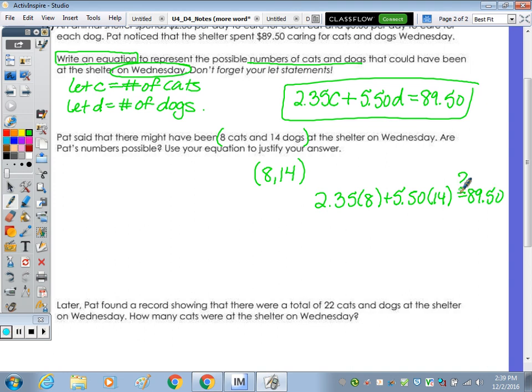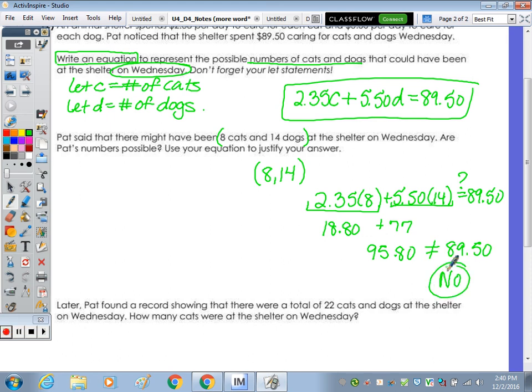So in simplifying the left, $2.35 times 8 is $18.80. And then 14 times 5.50 is $77, which gives you a total of $95.80, which is not equal to 89.50. So the answer is no. Don't forget to answer yes or no. And I just want to let you know too, justify your answer is just the math. You don't need to explain in detail. So when you do all that calculation, you're justifying your answer.